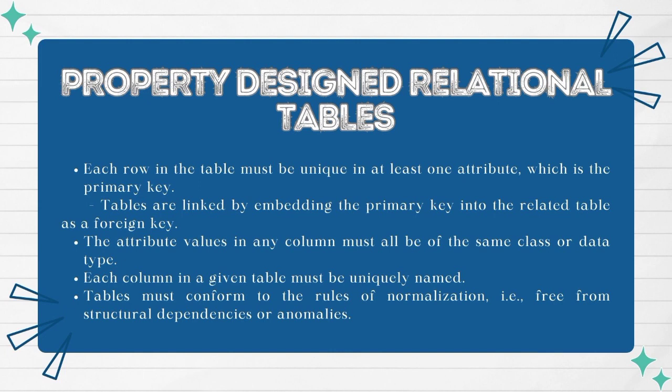Each row in the table must be unique in at least one attribute, which is the primary key. And yung mga tables are linked by embedding the primary key into the related table as a foreign key. Yung attribute values in any column ay dapat lahat ay nasa same class or data type. And the table must conform to the rules of normalization, like free from structural dependencies or anomalies.